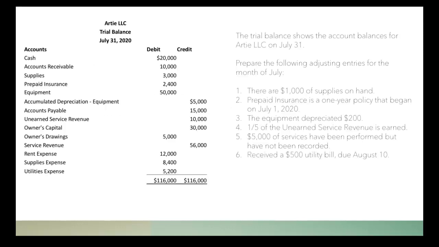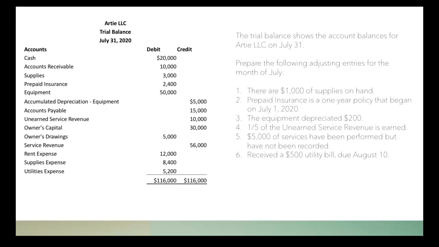So we're given a trial balance for Artie LLC, right? We have a long list of accounts and their balances. And then we have some information over on the right. We're told that the trial balance shows the account balances for Artie LLC on July 31st, and we need to prepare the following adjusting entries for the month of July. So we have 6 different adjusting entries that we have to prepare for this month.